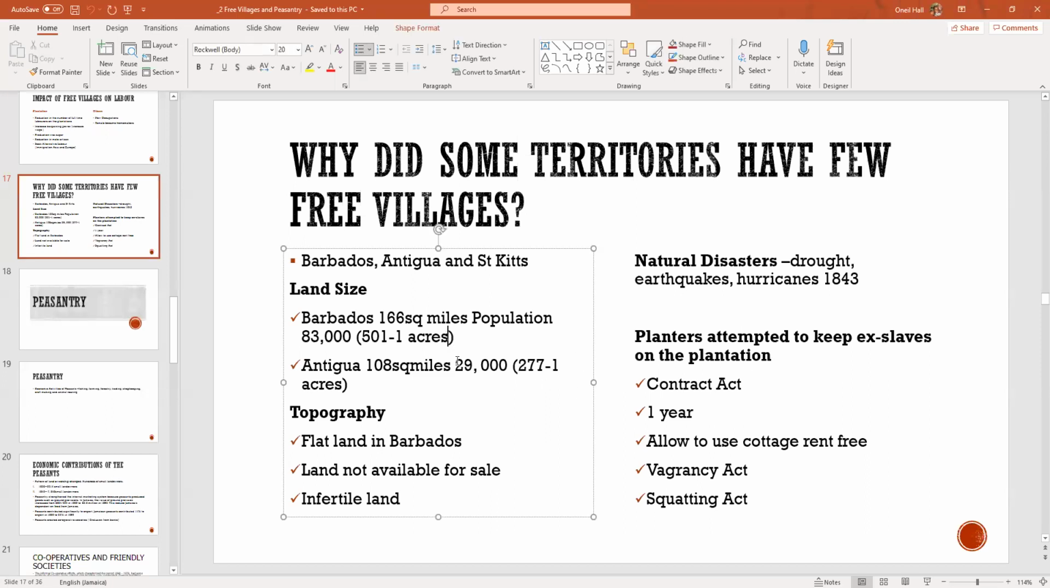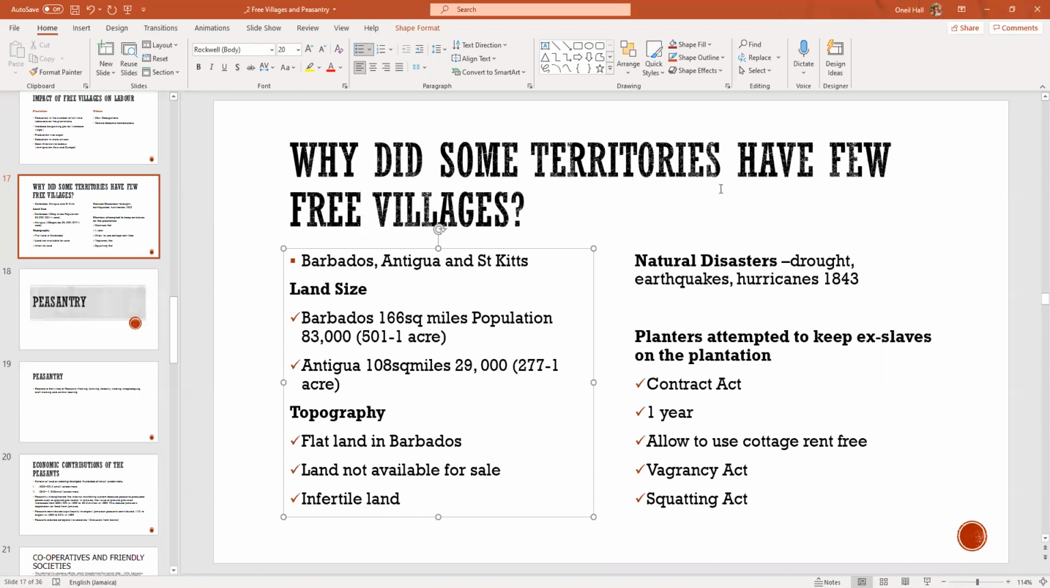And therefore, because the place was already overpopulated, you didn't have a lot of free villages in these areas. Another factor was topography. Most of the lands in these territories are flat, and most of the flatlands were already in use for sugar production. And so the lands were not available for sale, and the lands that were available, the idle lands, were infertile. They can't really use those lands. And so land size is one issue that explains why they had few free villages.